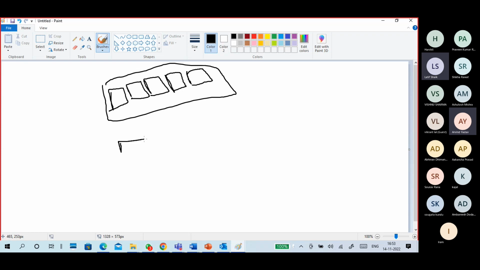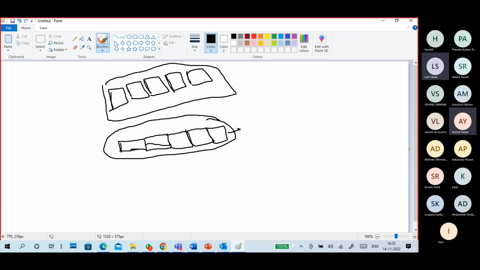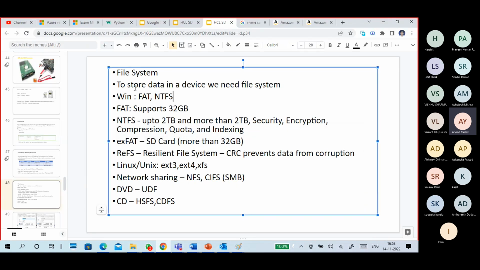Why should we arrange properly? To save space, right? If you arrange properly, a lot of space can be utilized in a better way. So the point is to arrange the data according to your file system in the device or partition. To store data in the device, we need a file system.